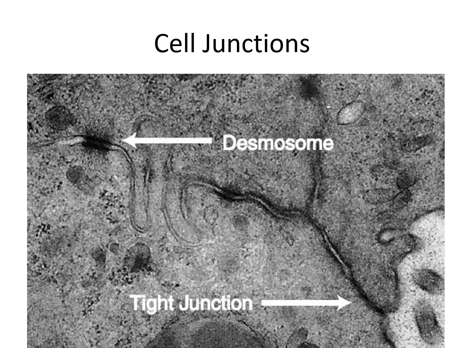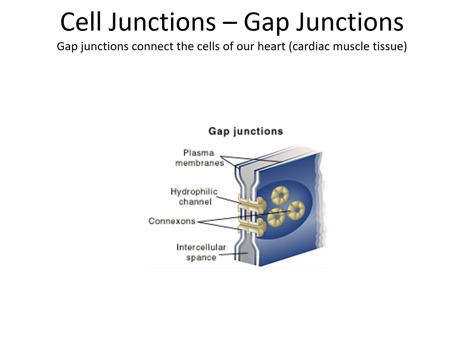Here you can see tight junctions and you can see desmosomes. They look very similar. Let's talk about these gap junctions. They are open channels. Here you can see them connecting two neighboring cells.